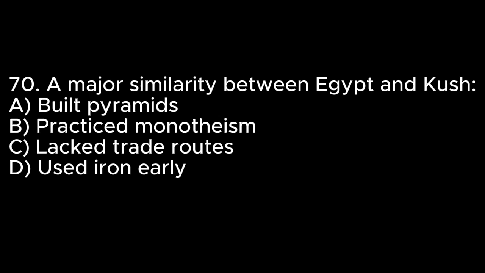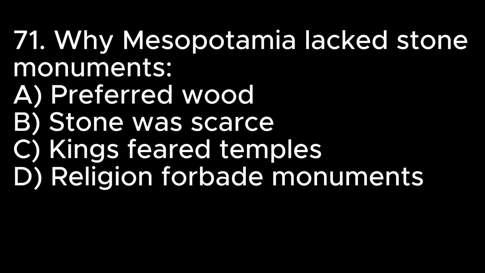70. A major similarity between Egypt and Kush. A. built pyramids. B. practiced monotheism. C. lacked trade routes. D. used iron early. Answer: A. Both built pyramids. 71. Why Mesopotamia lacked stone monuments. A. preferred wood. B. stone was scarce. C. kings feared temples. D. religion forbade monuments. Answer: B. Mesopotamia had little stone, used mud bricks.